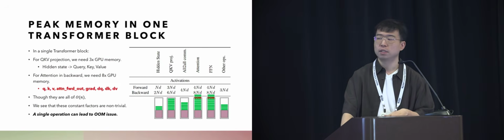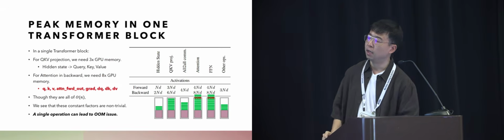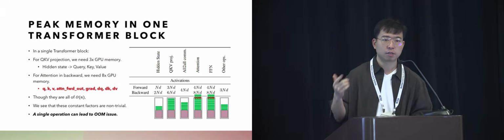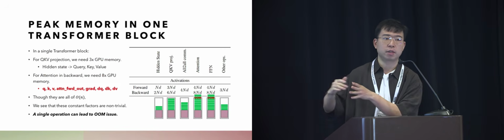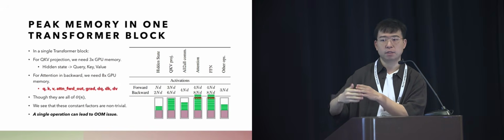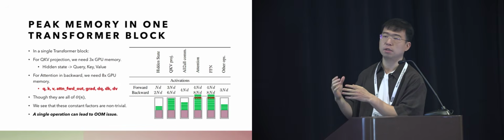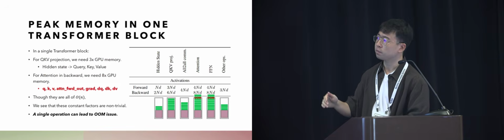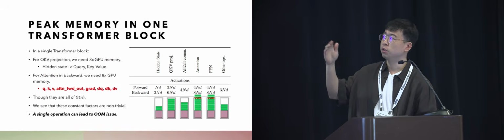So we take a closer look at each operation. Where do those spikes come from? Here we only look at one transformer block, or one layer. For QKV projection, I take this as an example. You go from the hidden state to the query, key, value. So this is 3 times the GPU memory consumption. We identify that during training, the bottleneck actually comes from the backward process of the attention. Regardless of which attention you're using, flash attention or anything, you will have 8 times the GPU memory consumption when you do the backward of attention.